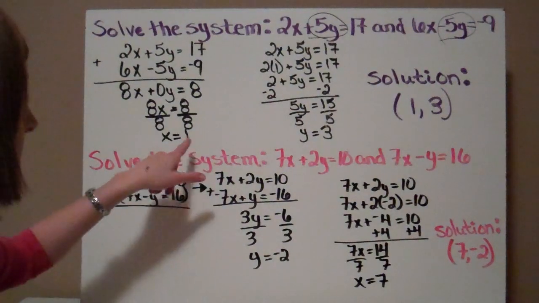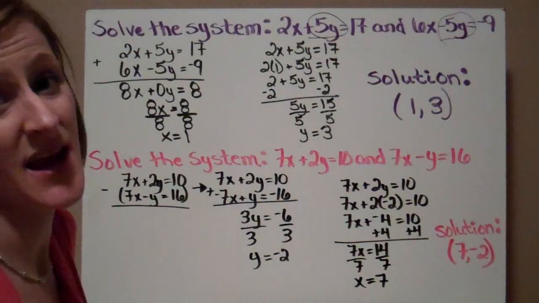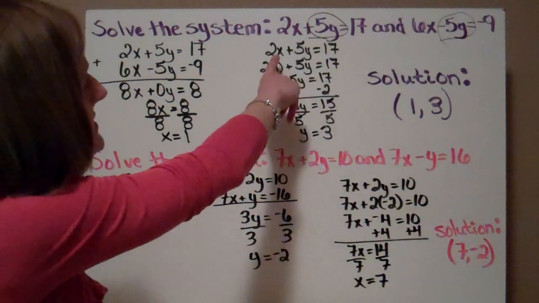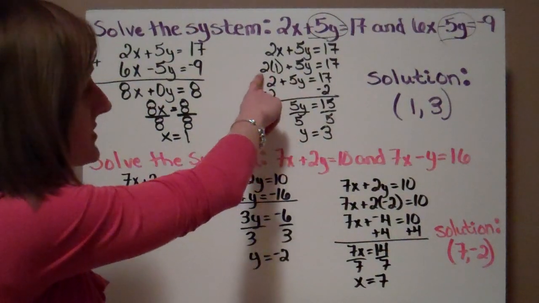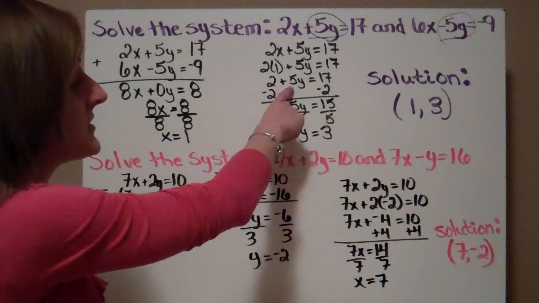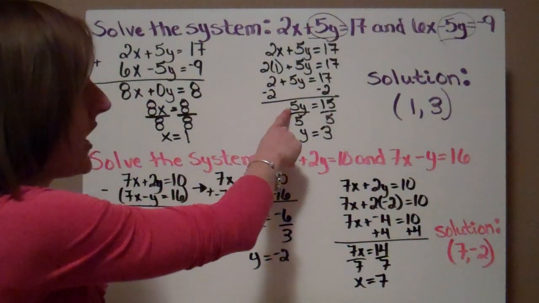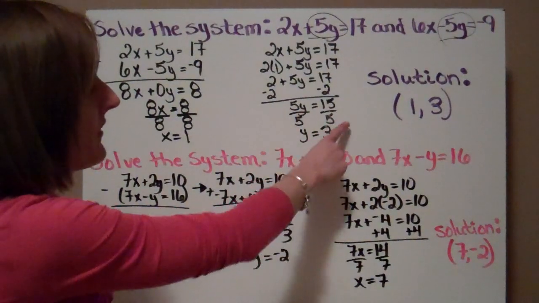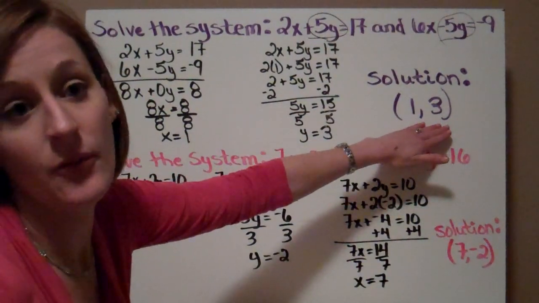So what I'm going to do is take this 1, put it in for x, and I just picked the first equation because, like I said, that's what I normally do. You can use either one. Okay, so 2x plus 5y equals 17. I plug in 1 for x, so 2 times 1 plus 5y equals 17. 2 times 1 is 2, plus 5y equals 17. I'm going to subtract 2 from both sides. So I'm left with 5y equals 17 minus 2, which is 15. Divide each side by 5, and I get my y equal to 3. So my solution is 1, 3.